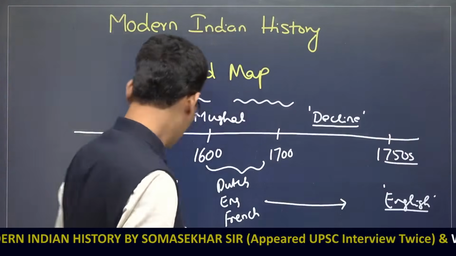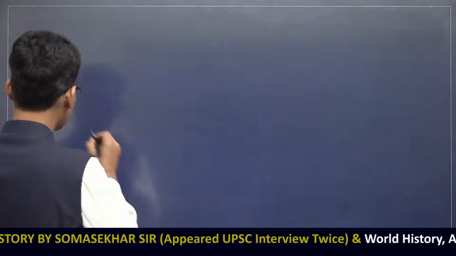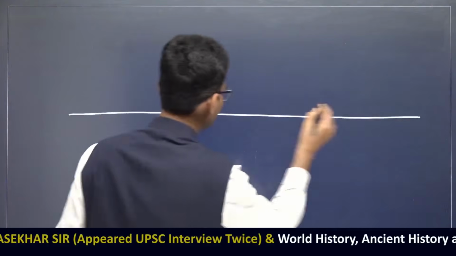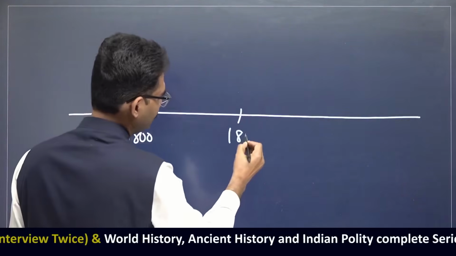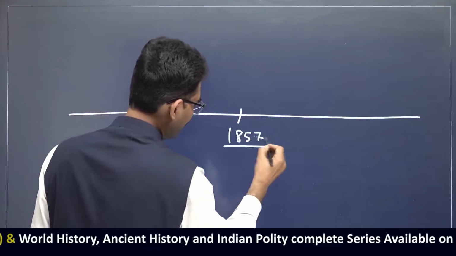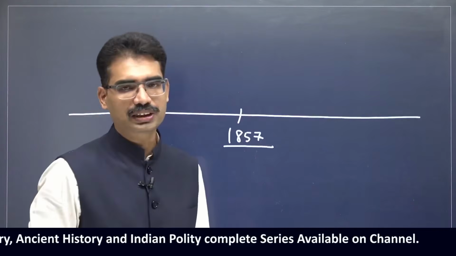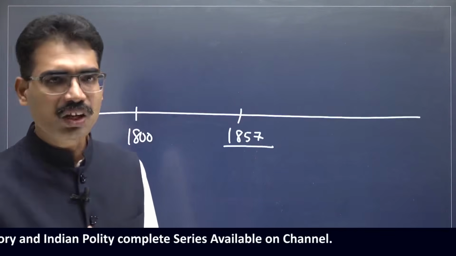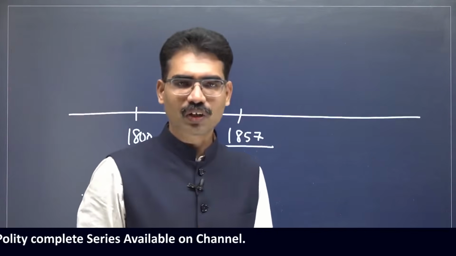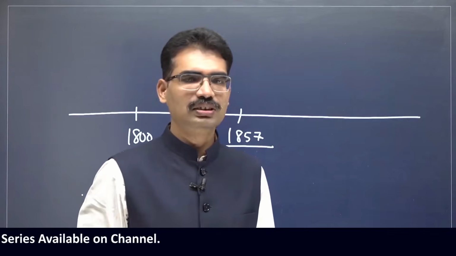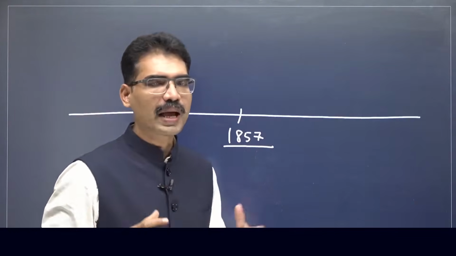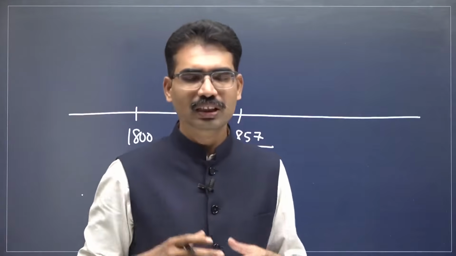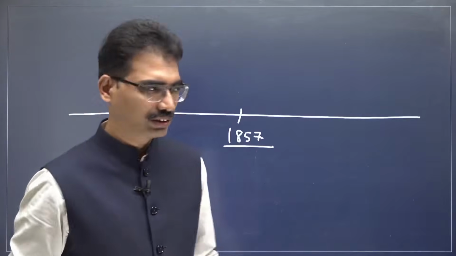Those developments took place in the 1800s. 1857 was the biggest jolt to the British administrators, showing that whatever policies they were following were not good for the Indians. Indians were not happy about their administration. They also needed a change.